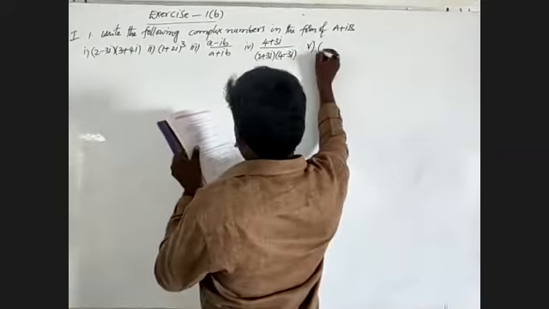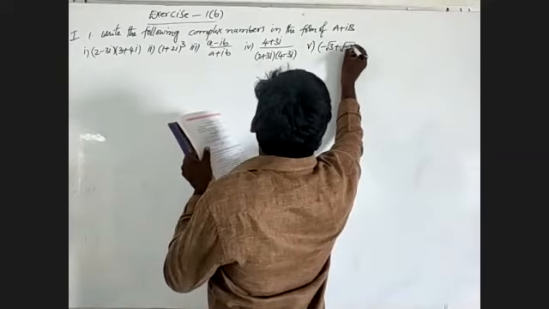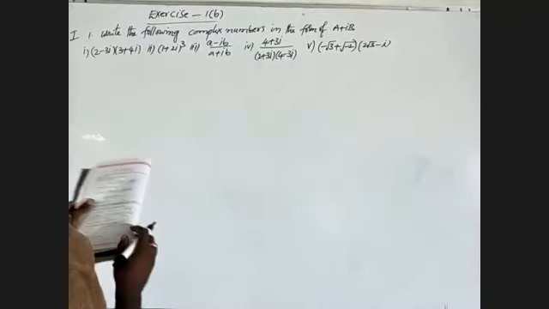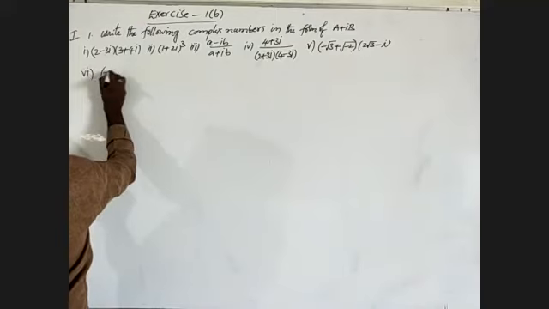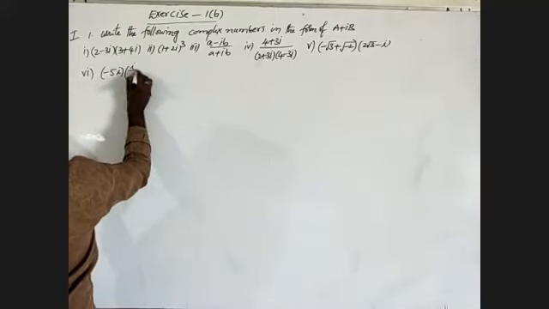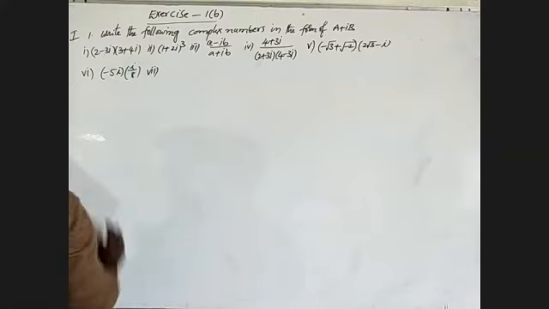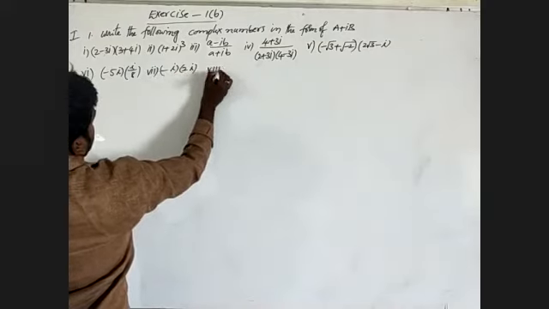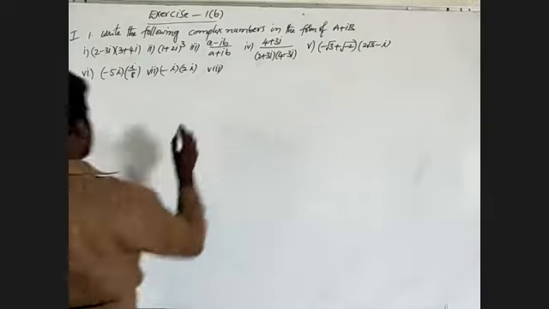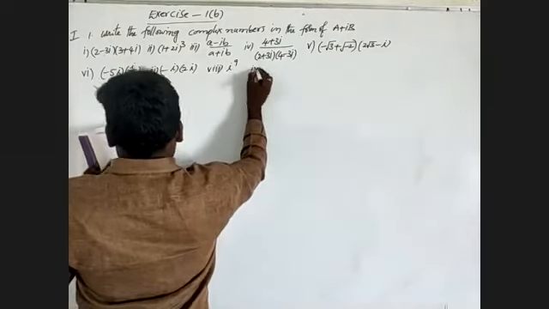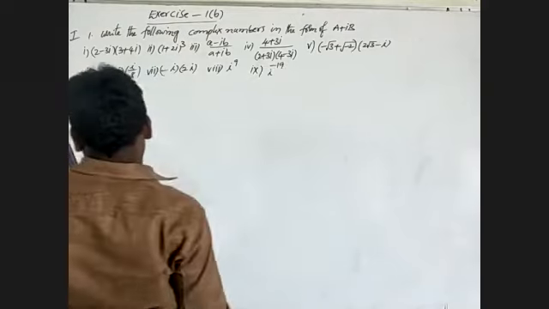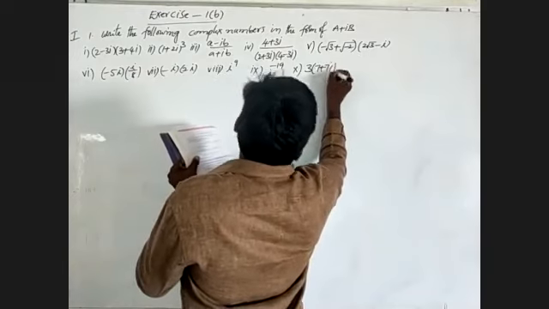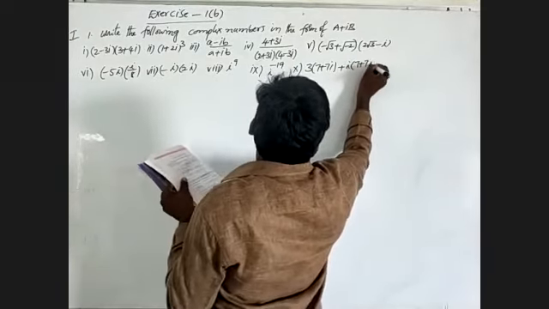After that, fifth one is minus root 3 plus root of minus 2 into 2 root 3 minus i. Again, the sixth one is minus 5i into i by 8. After that, the seventh one is minus i into 2i. Eighth one is i power 9. Ninth one is i power minus 19. Tenth one is 3 into 7 plus 7i plus i into 7 plus 7i.